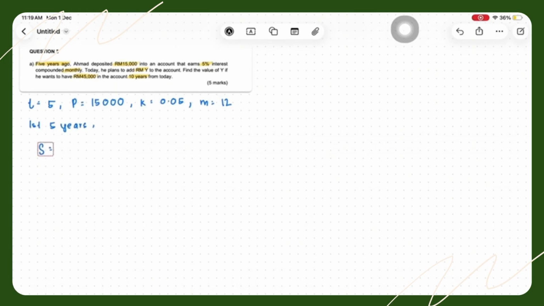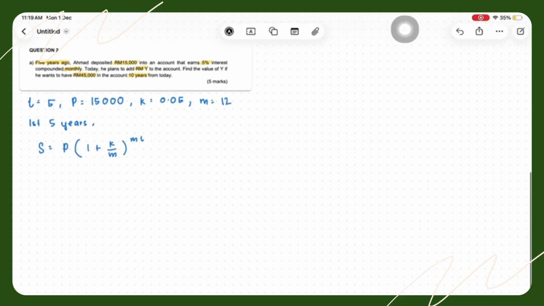First step, we need to list out all the values given. Second, we need to find the amount for the first 5 years by using the compound interest formula, which is S equal to P bracket 1 plus K over M bracket the power of MT. Then, we use the formula by inserting the values given to get the amount for the first 5 years. Then, we get 19,215 ringgit 38 cent.